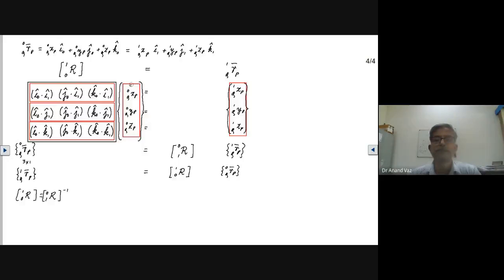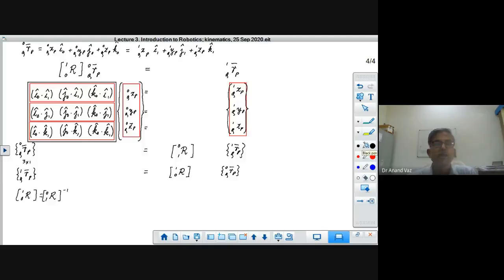This is the position vector of P with respect to Q, but expressed in the frame 0. Okay. So you can see that R0 to 1 is actually just the inverse. Now let us have a look at the structure of these two matrices, R0 to 1 and R1 to 0.